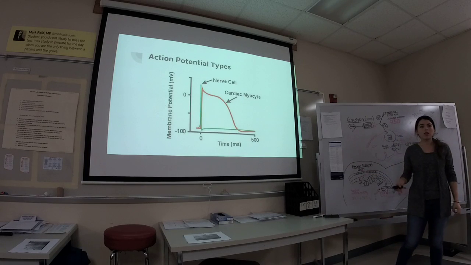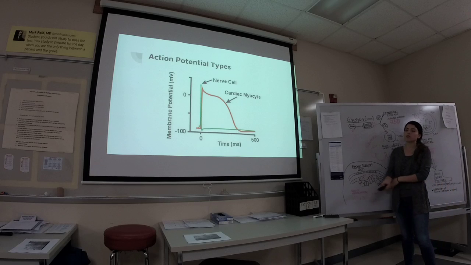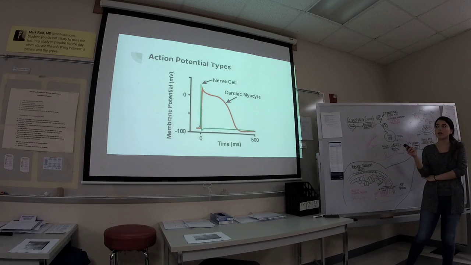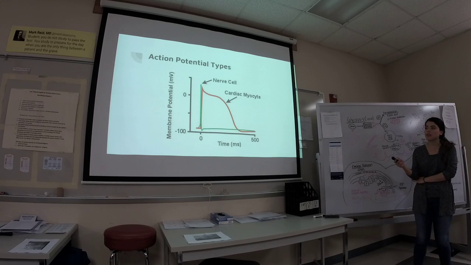And so that's when we start talking about action potentials. Just know that we're going to talk about nerve cells and cardiac myocytes, which are the muscles in the heart. With the action potential of a nerve, which is what we're going to talk about first, it happens really fast.